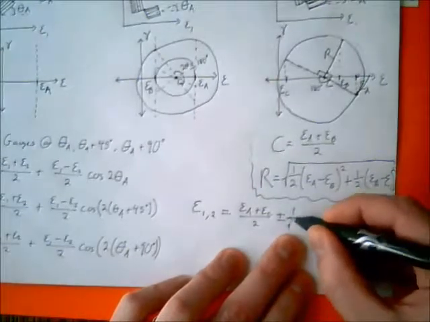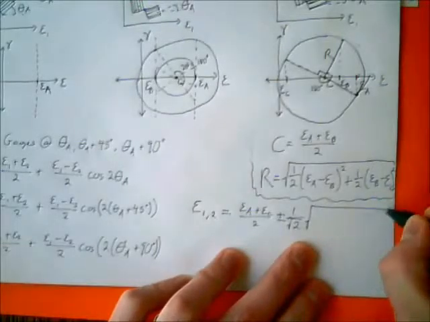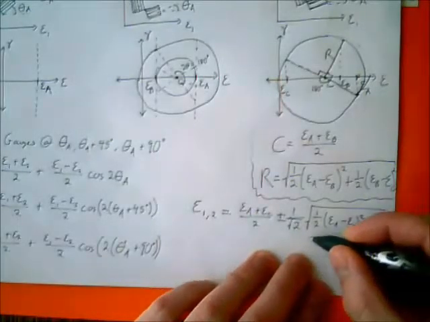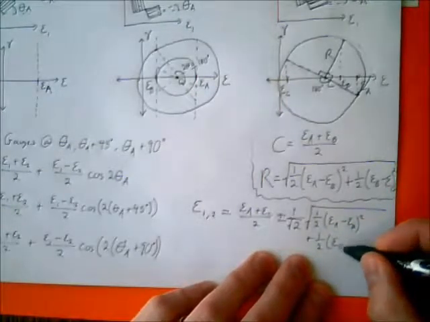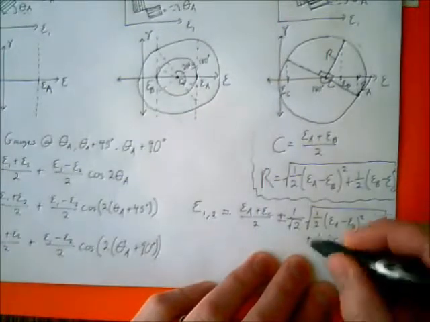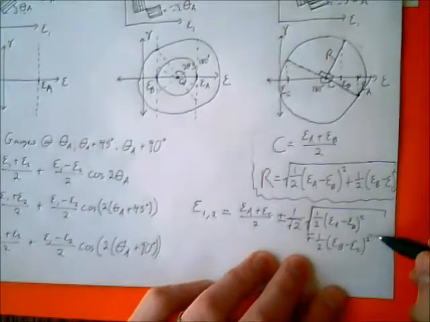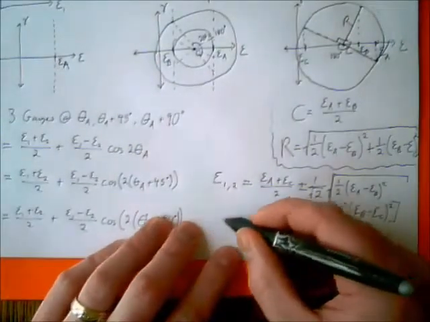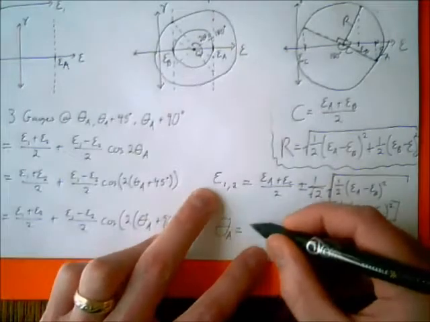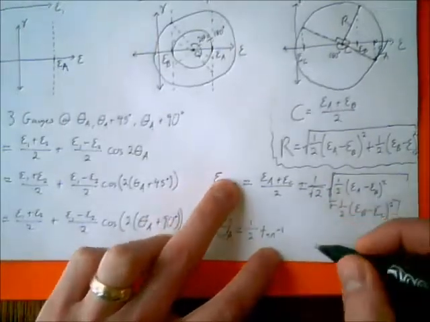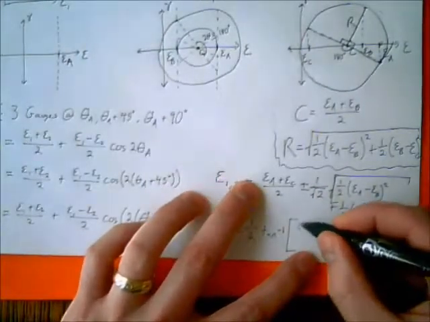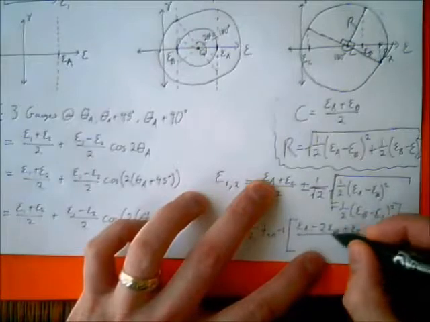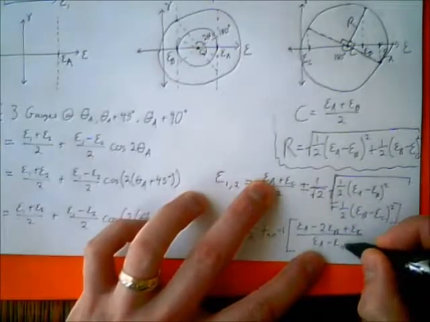Let's say this is 1 over root 2, then the square root of half epsilon A minus epsilon B squared plus 1 half epsilon B minus epsilon C squared, where this is all still under the square root here. I just kind of moved it down. And then my theta A now, I can figure out is 1 half inverse tangent of epsilon A minus 2 epsilon B plus epsilon C over epsilon A minus epsilon C.